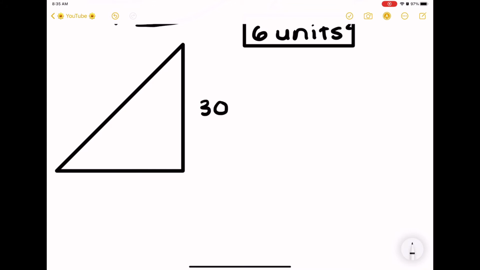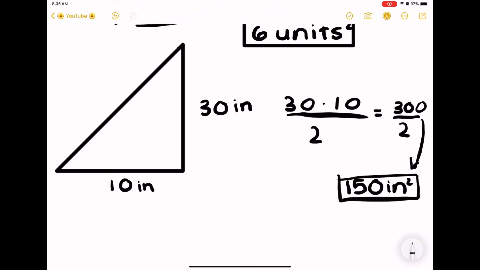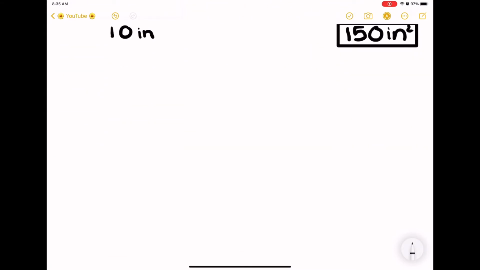How about this next problem? 30 inches and 10 inches. Well, we still plug in the same exact equation, and then we can simplify this to 300 over 2, and then this can simplify to 150 inches squared, because inches times inches is inches squared. So all you need to do is correctly identify what the base is and what the height is, and input that correctly into the equation. Solve the equation, and you're good to go.